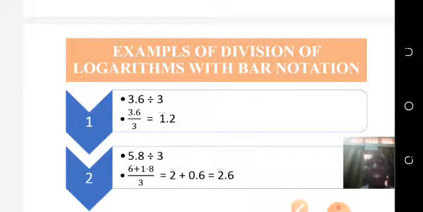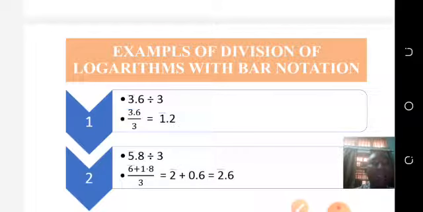Let me run you through this mental sum. Example 1. Bar 3.6, we are asked to divide it by 3. Bar 3.6 is the dividend, 3 is the divisor. 3 can still divide 3, isn't it? When you use 3 to divide bar 3, it will give you bar 1. 3 divided by 6 will give us 2. Very easy. That means bar 3.6 divided by 3 will give us bar 1.2.